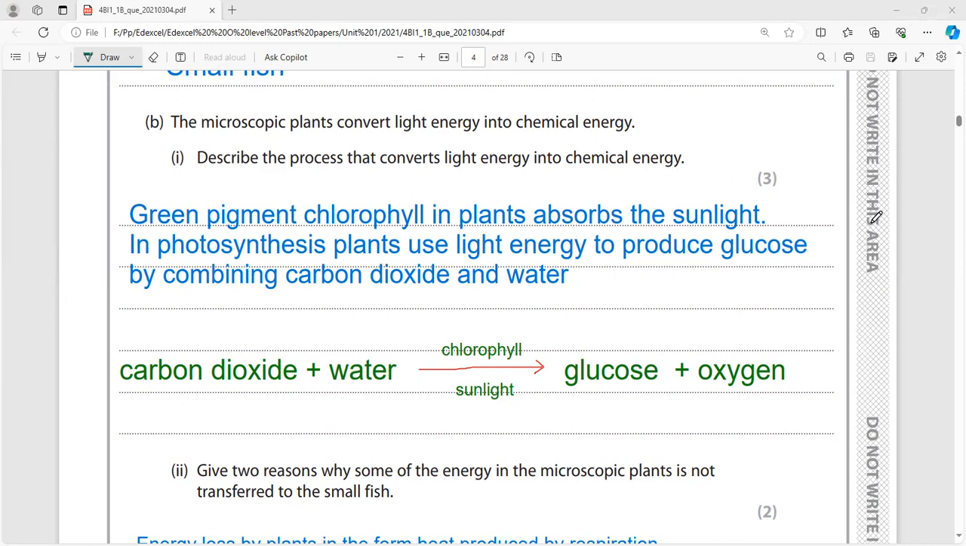So if you have time, it will be better if you write the word equation for this answer, so that will secure your marks.